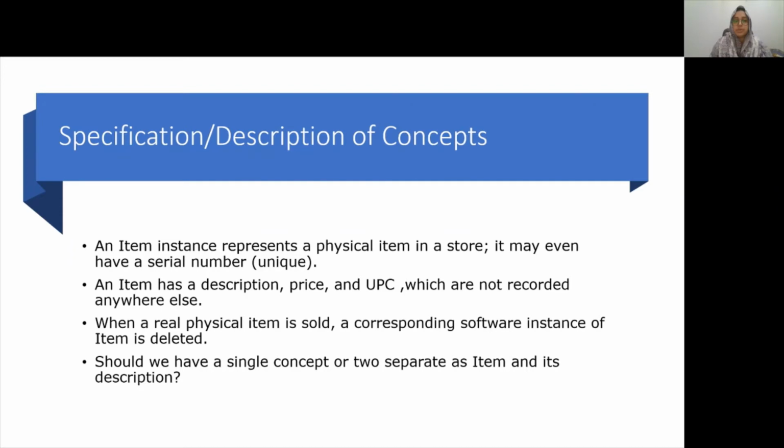Specification or description of the concept. Every concept has its specifications, or in other words, certain attributes that are associated with it. For example, an instance of the concept of sale will have certain attributes like date and time, or maybe a serial number, price, description, manufacturer, etc. Whenever a certain item is sold in the physical world, its instance is deleted from the software. Here, the question arises: should we have a single concept of item which contains the specification, or should we have two different concepts, one for the item and one for its specification?